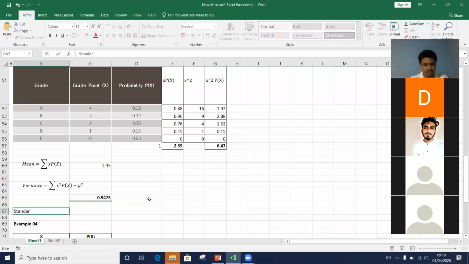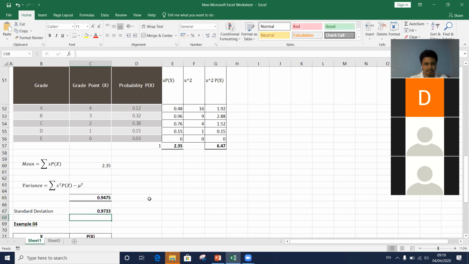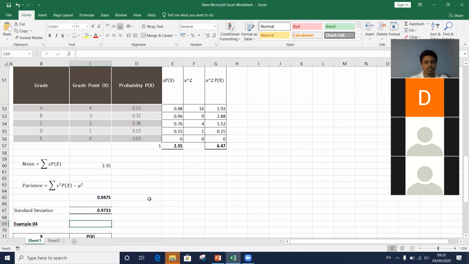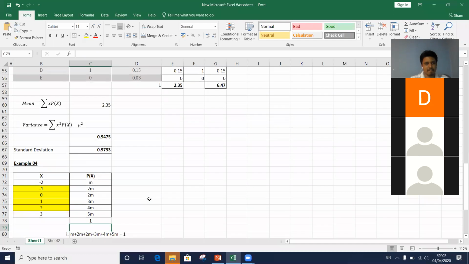Standard deviation. Here we know the square root of 0.9475 is 0.973, right? This should be our final answer, 0.9733.